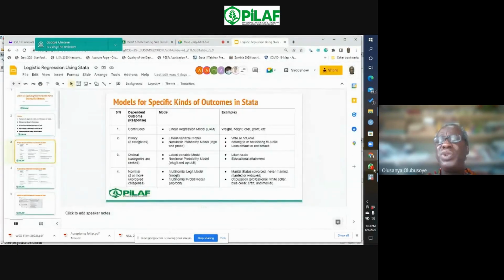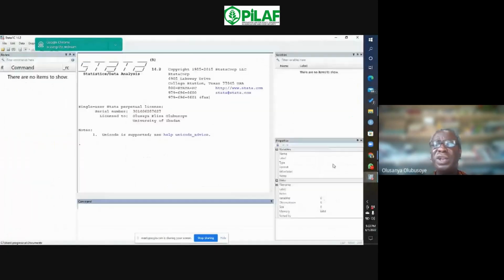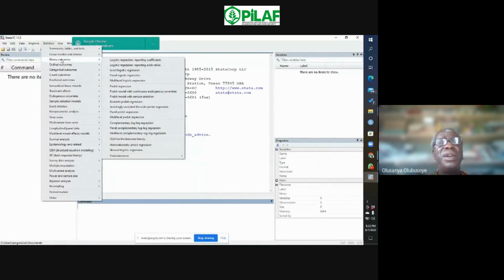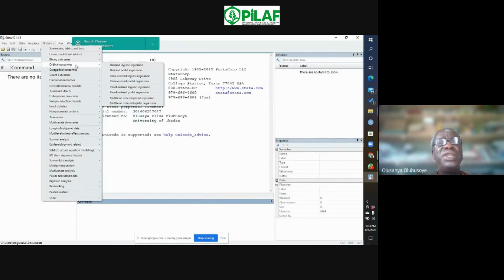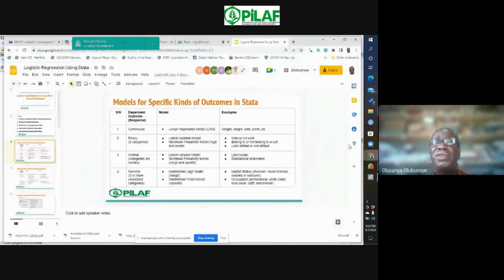So let's make progress now. Where we are now, I've shown you on the STATA window the models for those specific outcomes: binary, ordinal, categorical, count, fractional. Maybe in future we will have the opportunity to discuss them, but today our focus is on the binary outcome. I've explained what a binary outcome means. Let's go back to our slide.